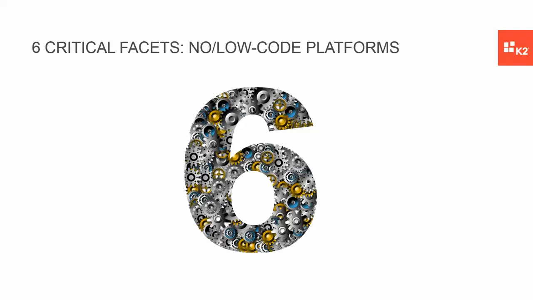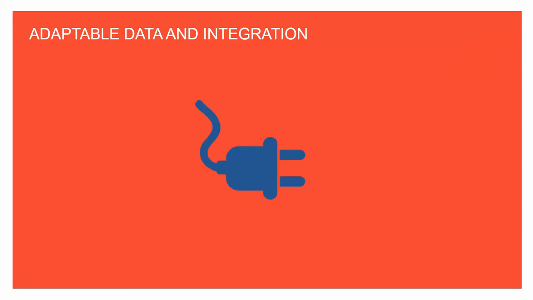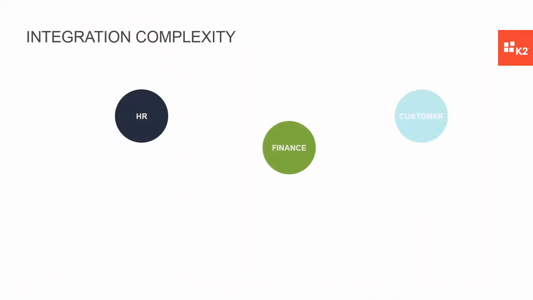So with that said, let's dive into the 6 critical facets that must be included with any no-low-code platform you will consider. These are drawn from experience in the market and the desires of customers and prospects we see every day. First off, and most important, is an adaptable and flexible integration or data layer. Because data is the foundation for any application you build, that foundation needs to be solid.